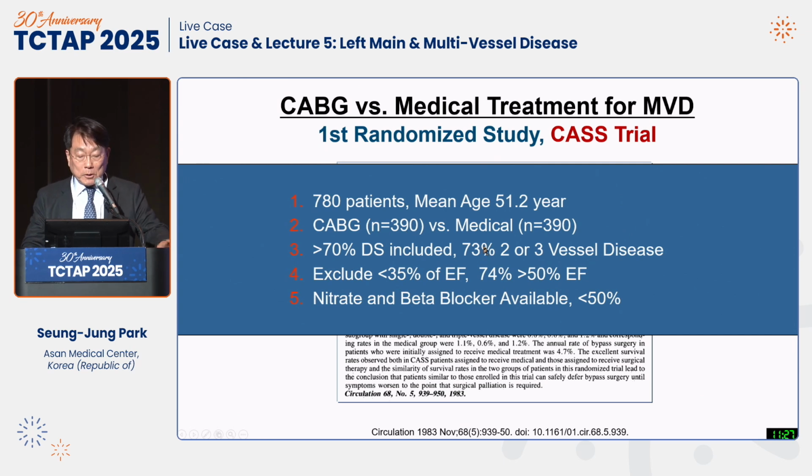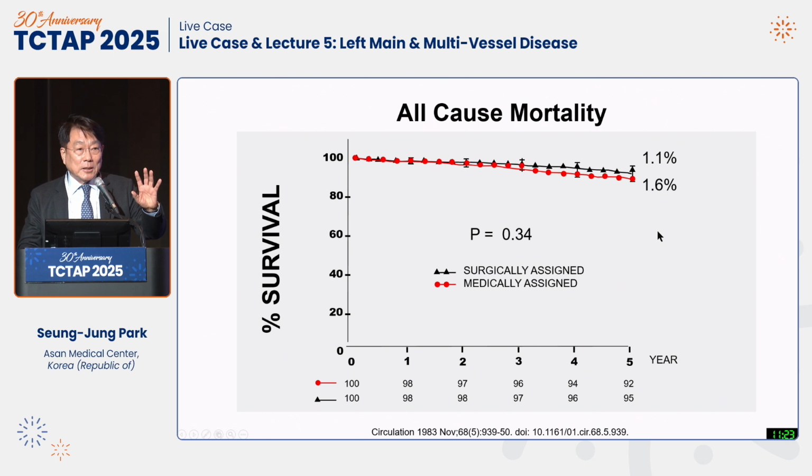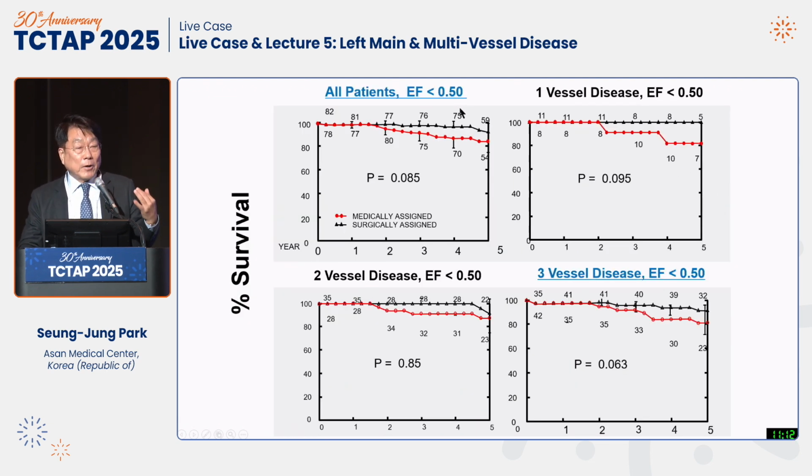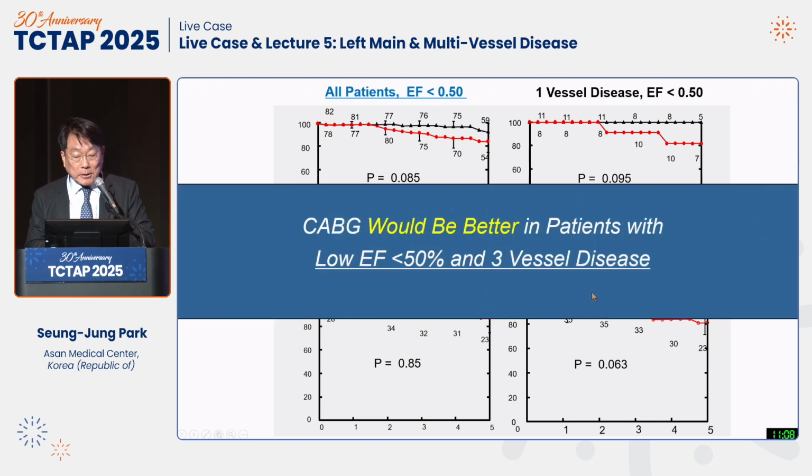They included multivessel disease, and clearly a very old study. They didn't find any statistical difference in terms of medical treatment versus bypass surgery. However, they found that in patients who had a low ejection fraction and cerebral disease, maybe bypass surgery would be better. Still, the conclusion is that there is no clear difference.